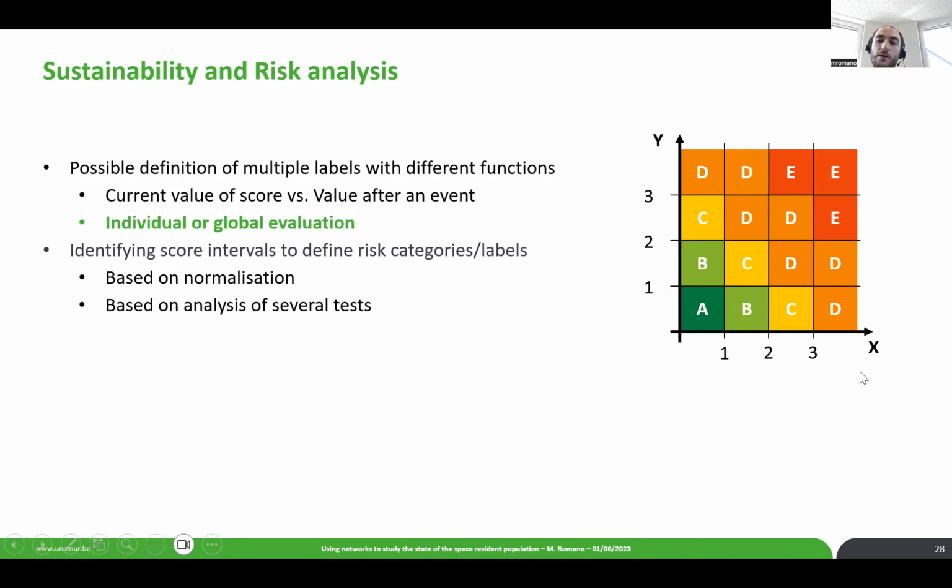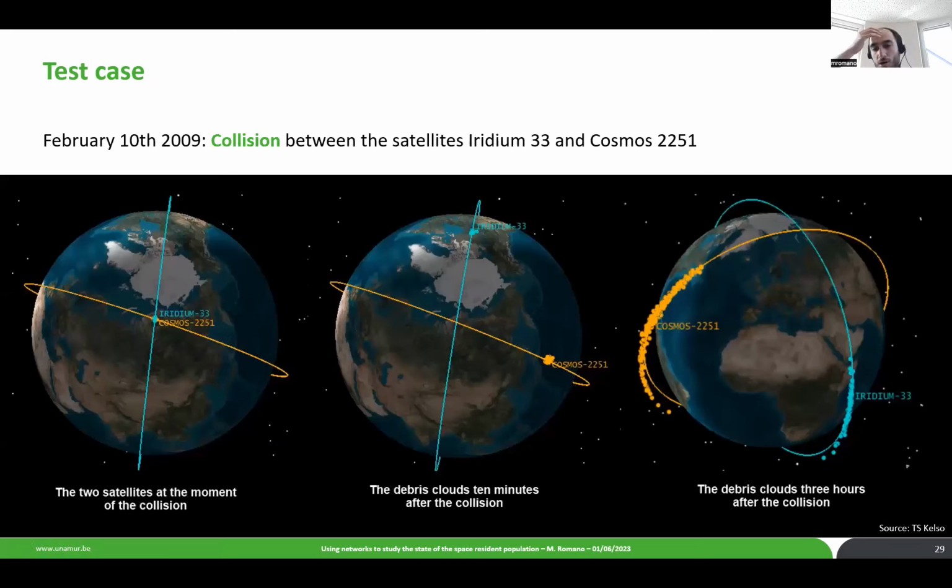For example, the current value against the new value in 1 week, or after the addition of a new satellite to orbit, or the ranking of an object, or better, the score of an object compared with the average score of the population, and so on. And I want to show you by showing you an example.